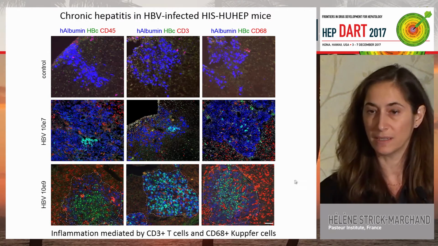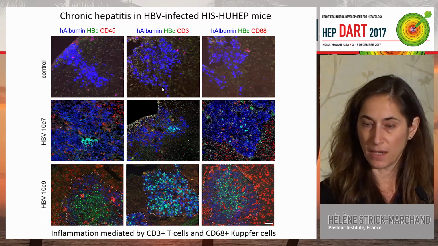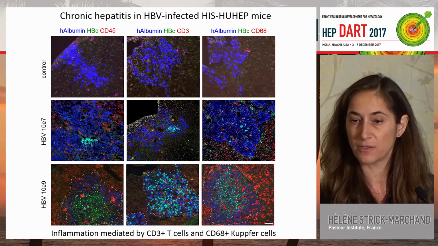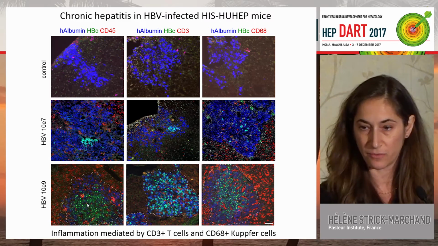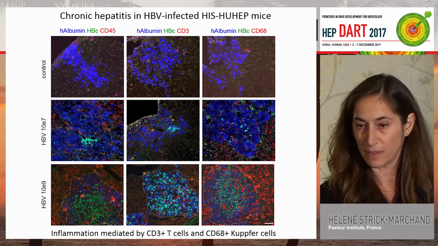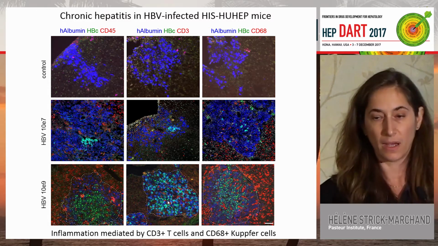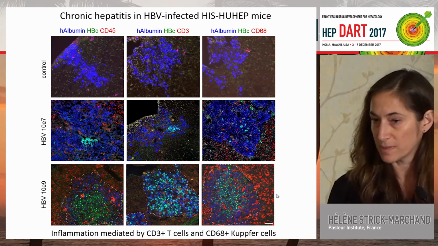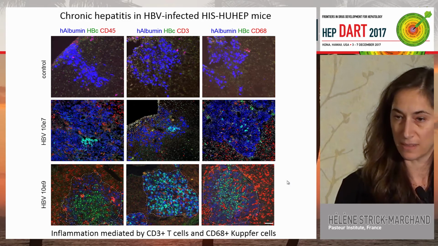So if you look in the liver of the animals, you see here in blue the human albumin, in green the HBC core, and in red either CD45, so you have very high levels of liver inflammation. Here, with a staining of CD3 in red, it's mediated by T cells that are encircling the infected hepatocytes, and it's also mediated by the Kupffer cells, the CD68 positive cells.